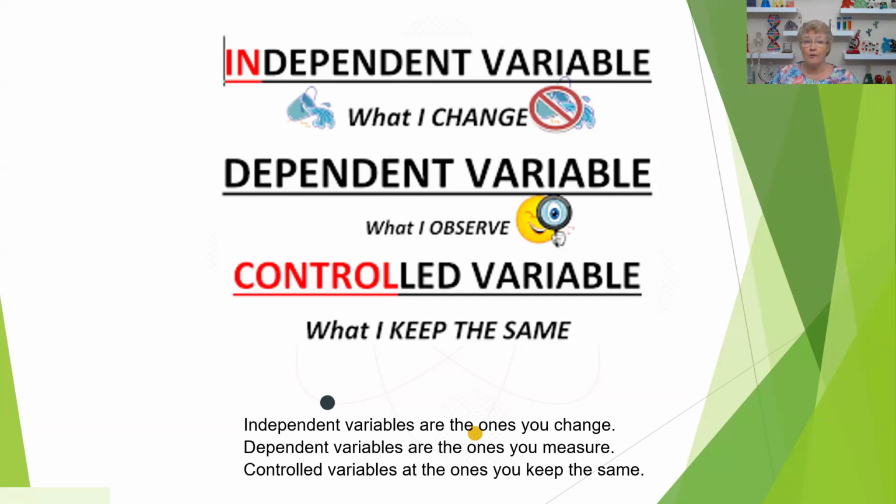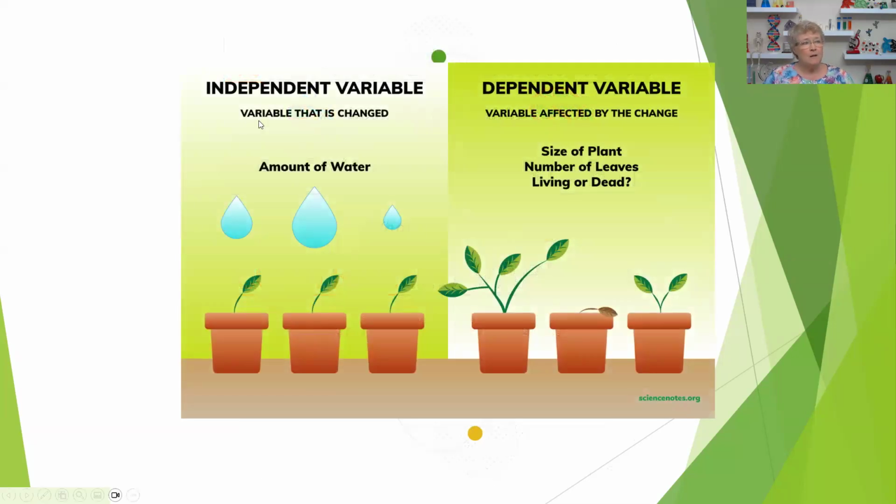They are controlled. The controlled variables are the ones you keep the same. So taking a look at this picture here, the independent variable is the variable that's changed. So what are we changing? We're changing the amount of water. That's what we're going to change. Independent variable is the one you change. The dependent variable is what you measure, or the thing that is affected by the change that you made. In this case, it would be the size of the plant, the number of leaves, whether it's alive or dead.